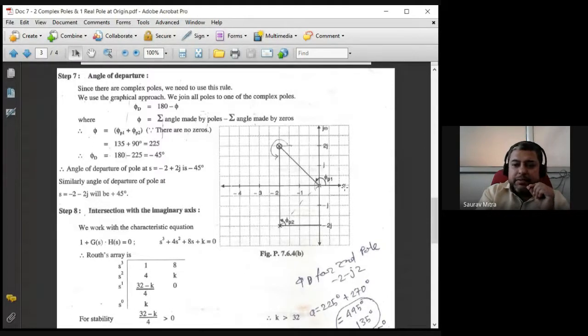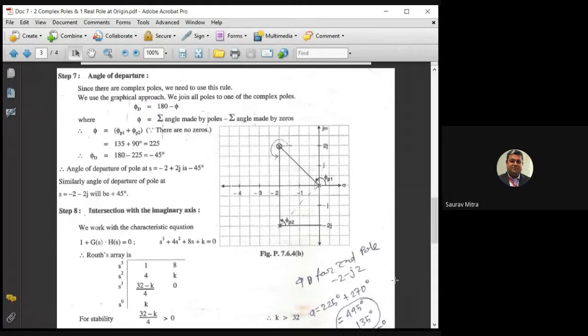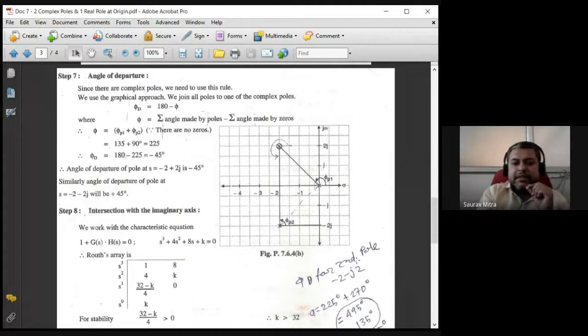Second case: as there are three poles, there will be two angles you have to calculate. From minus 2 plus 2j, you connect this line below. This is going to be a perpendicular line, and then extend it here. You are trying to find this angle, and you'll find this line is 90 degrees. So what is the total phi? Phi is 90 plus 135, that is 225. There is no zero.